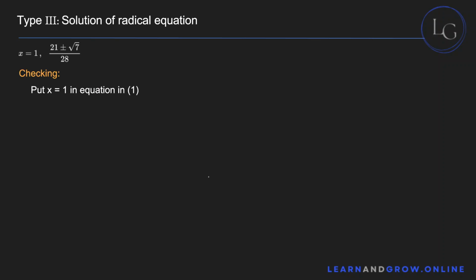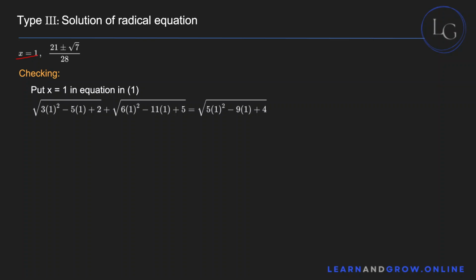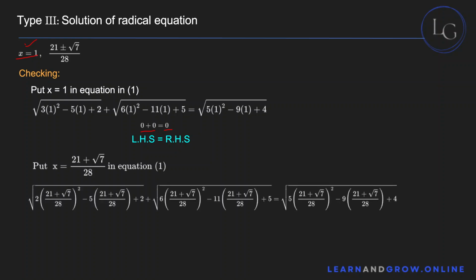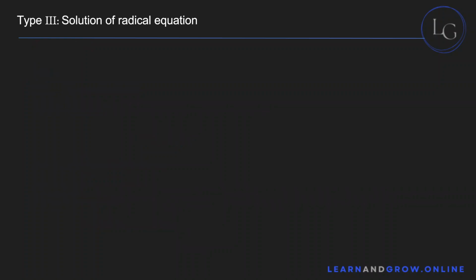So first of all, the very first solution that we found, x is equal to 1, put that in the original equation given in the question. You can clearly see that the left hand side is equal to the right hand side. So this is a solution of the equation. This is not an extraneous root. Now, the second solution that we found, which is this one here, when you plug it into the same equation given in the question, you can clearly see that the left hand side is not equal to the right hand side. So this is an extraneous root. This is not a solution.